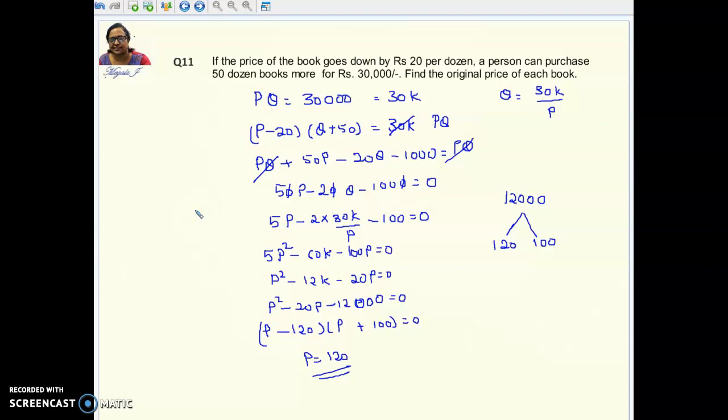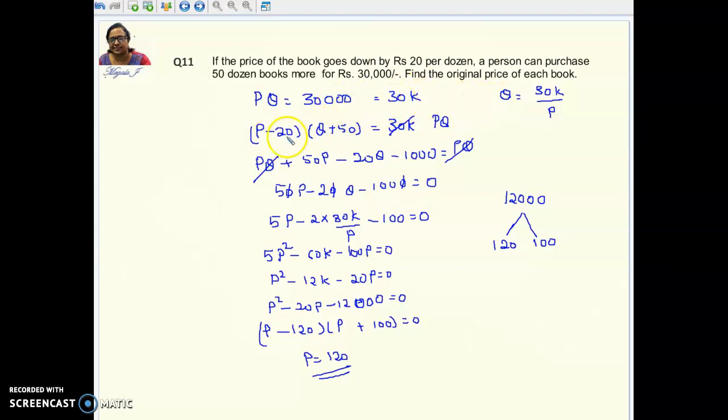Here, as I have already worked this out, I just want to explain it. We are going to consider the price as P and the quantity in dozen as Q. So the overall price is the price per dozen into the quantity purchased, which is equal to 30,000. That's what is mentioned here. I'm writing this as 30k so I don't have to repeat the zeros all the time. So k is nothing but 1000.